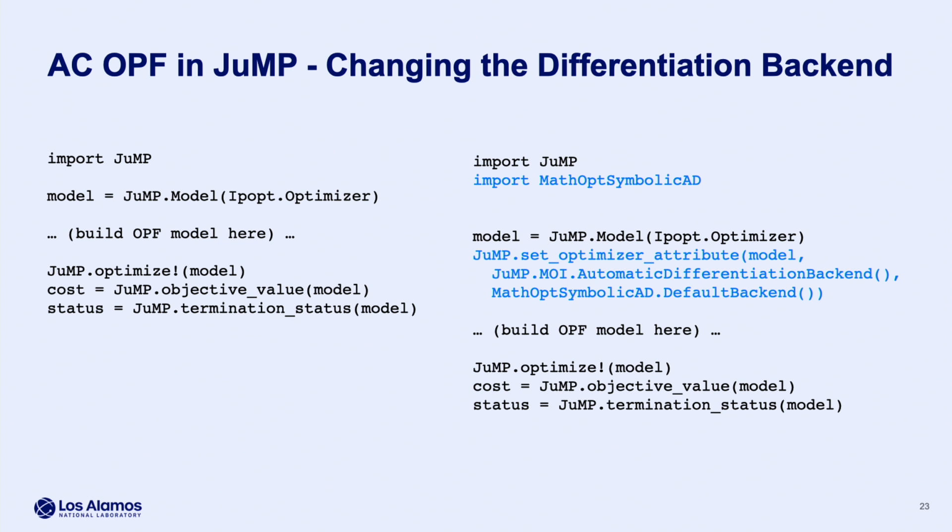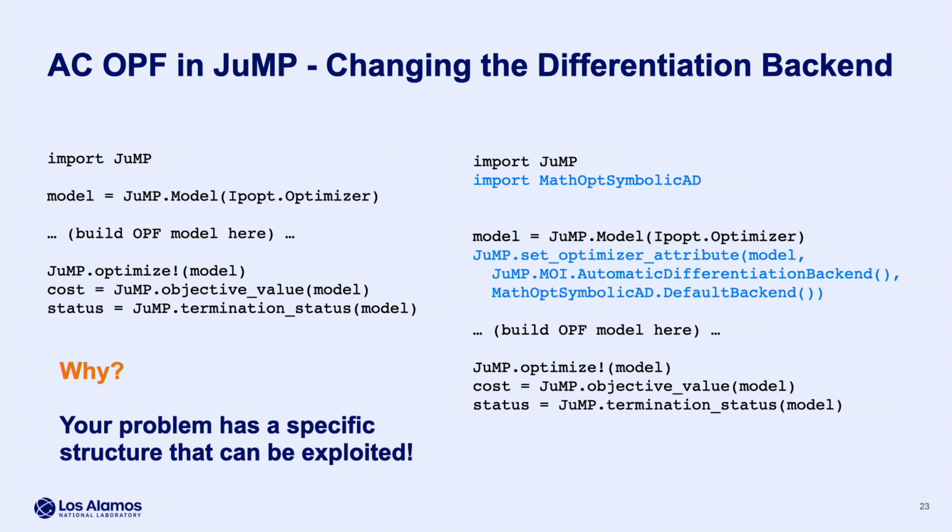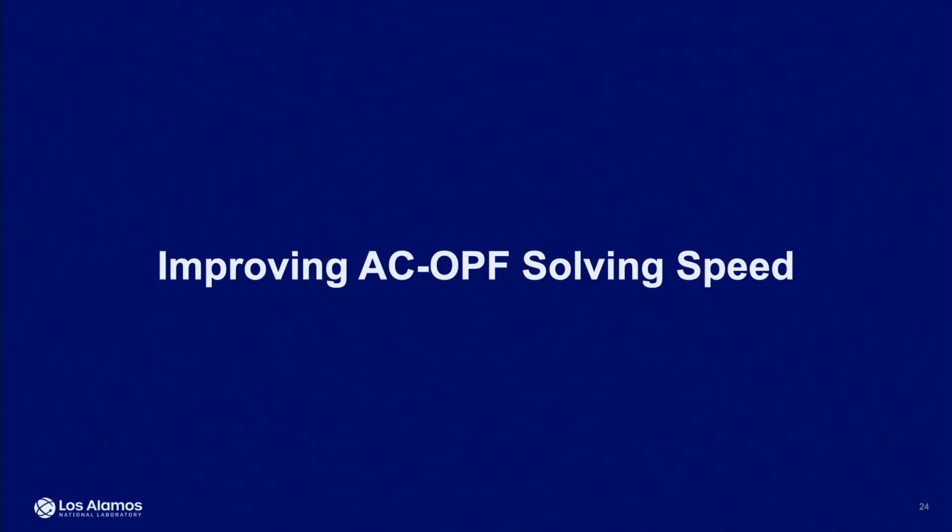So the one I'm going to tell you about is called MathOptSymbolicAD. And to use that, first you need to import the package, and then you just need to set this solver attribute that's like the automatic differentiation backend should be the MathOptSymbolicAD default one. So with just these 2 lines, you can actually change how you do differentiation in JuMP. Now, why would you want to do the differentiation? And this is the introduction to the last part of my OPF talk, which has to do with improving AC OPF solving speeds. Any questions about the JuMP modeling before we go into that?